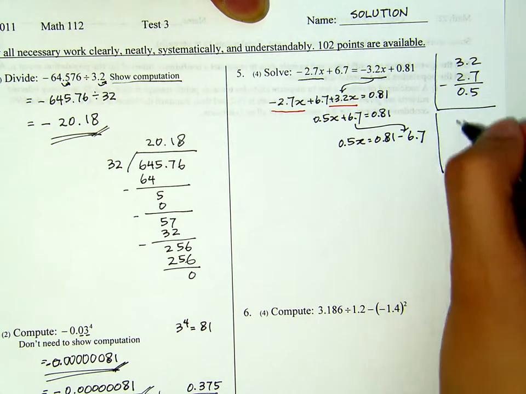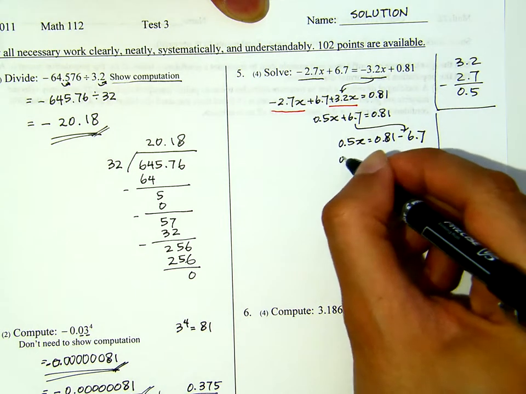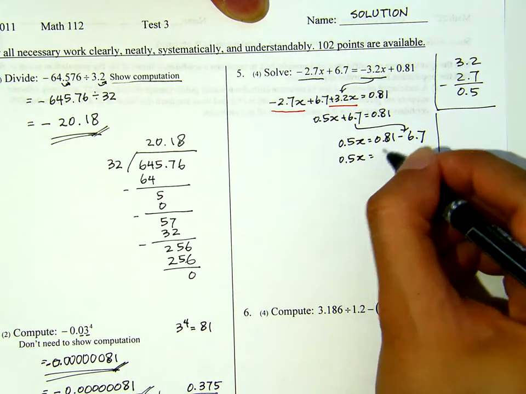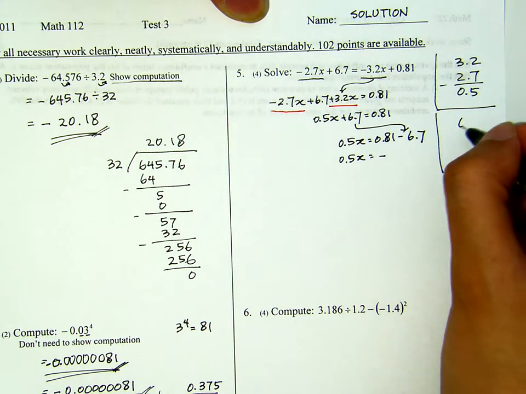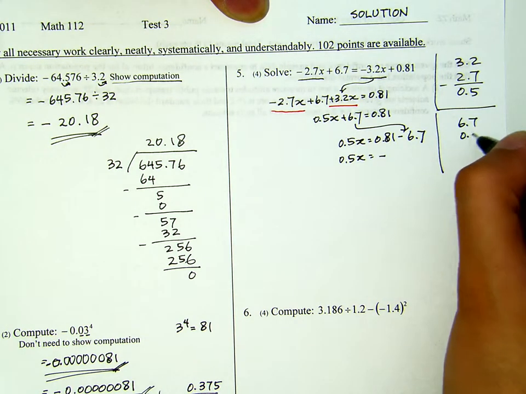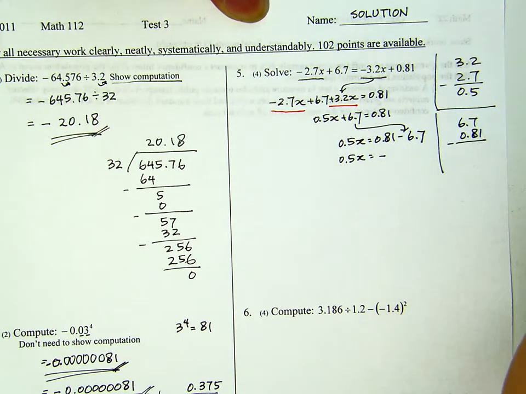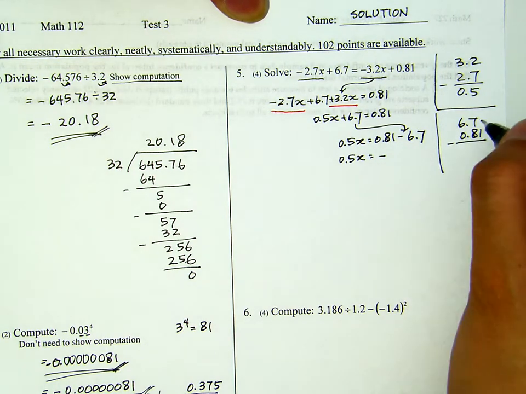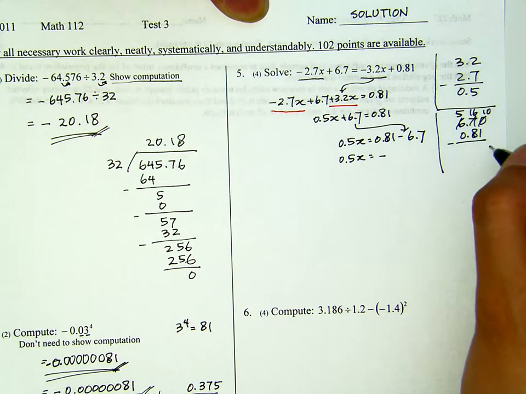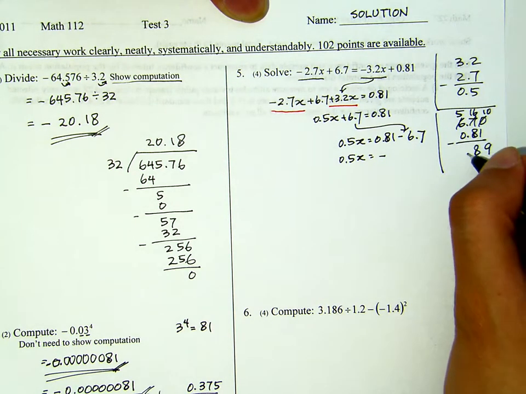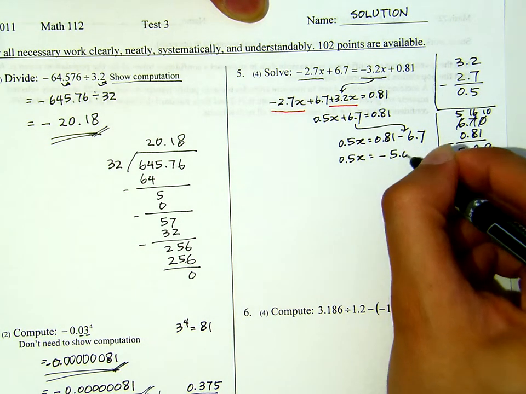Again, when I do the pancake, it will be negative, right? Because 0.81 is smaller than 6.7, it will be negative. When I do the pancake, I subtract as the following. And then I use dummy 0, right? Do the borrowing. This is 10, this is now 16, and this is 5. So this will be 9, 8, 5. So that will be negative 5.89.